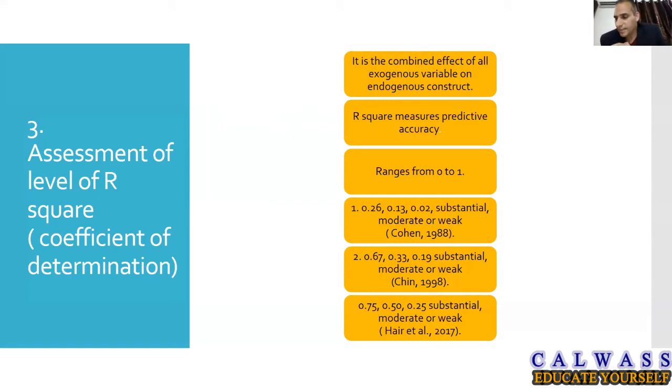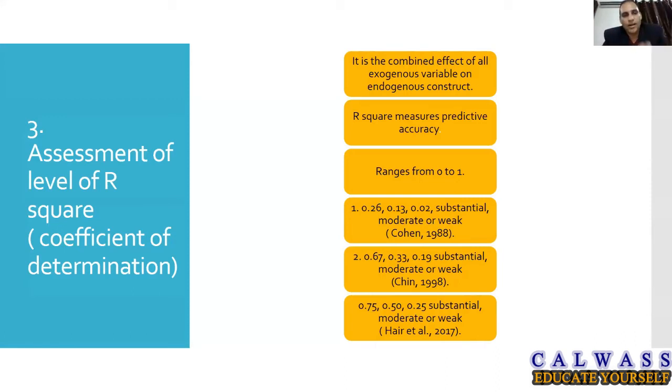R-square tells us to what extent all our IVs explain the variance in the DV. We build a model, we have certain independent variables and a DV. What we are looking for is to what extent our independent variables bring a variation in our DV. How can we check? We can check through R square. The value of R square ranges from 0 to 1. 0 means no explanatory power.